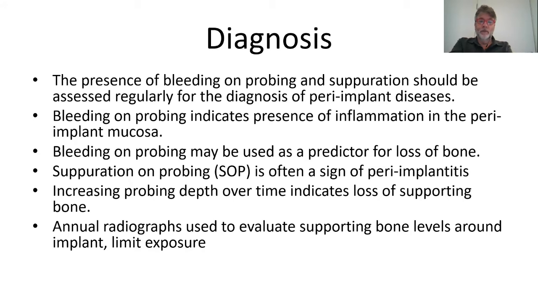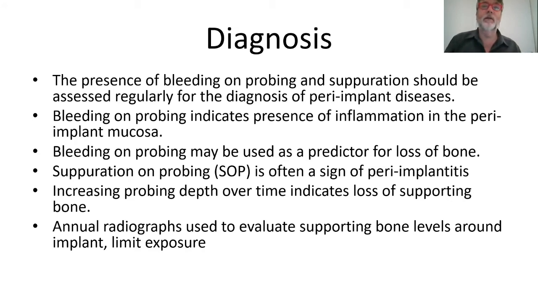Suppuration on probing is often a sign of peri-implantitis. It's not a given, it's not absolute. Increasing probing depths over time does indicate there's a loss of supporting bone. And an annual radiograph is used to evaluate the supporting bone levels around the implant, and that limits the exposure.